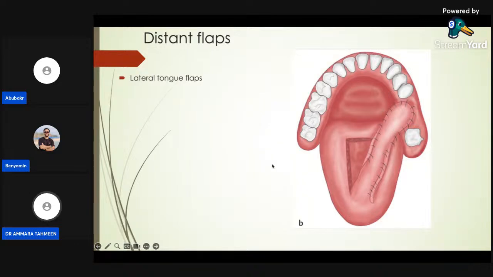So it is very technique sensitive and has donor site morbidity, because the patient has discomfort for the 14 days. The healing is prolonged, and in the second stage the flap is sutured back onto the tongue. So it takes a long time, and it is usually very discomforting for the patient. So usually in cases where other procedures are not indicated, lateral tongue flaps have been considered, especially in the posterior maxillary region with larger defects.